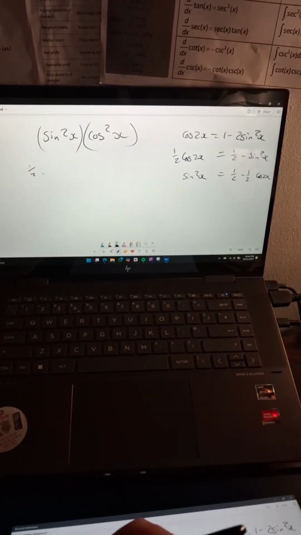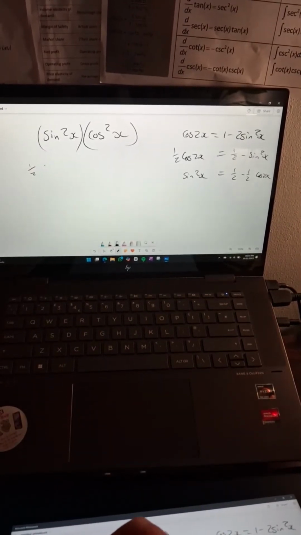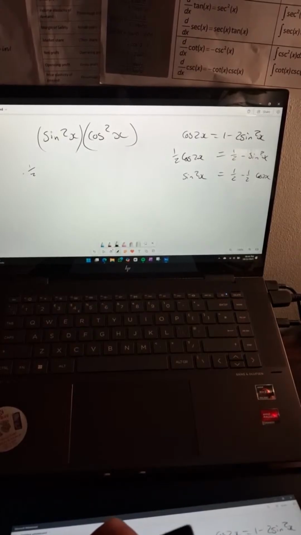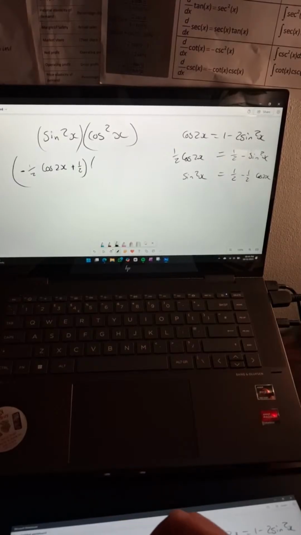So half, oh, this is the sine one, so let's do minus half cos 2x plus half. It's going to times half cos 2x plus half.